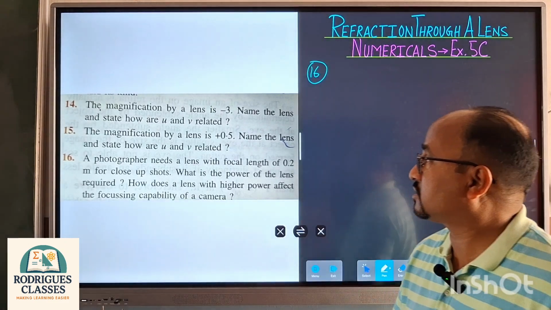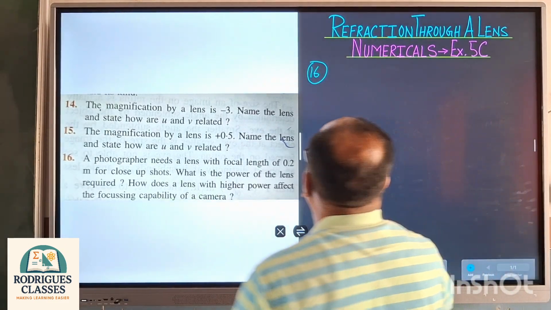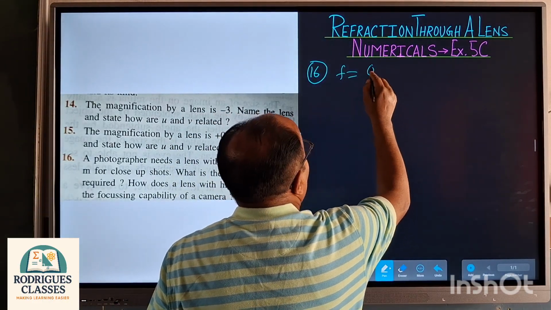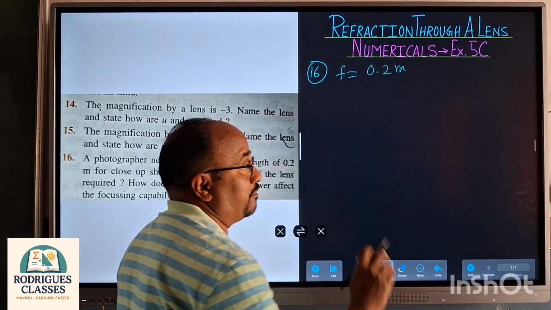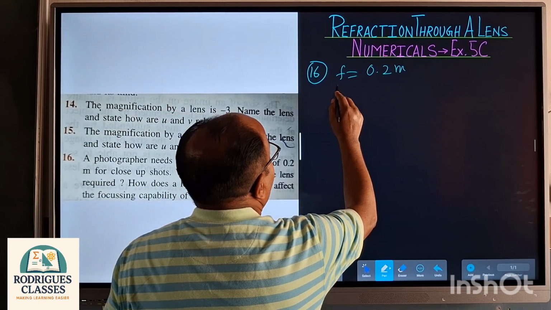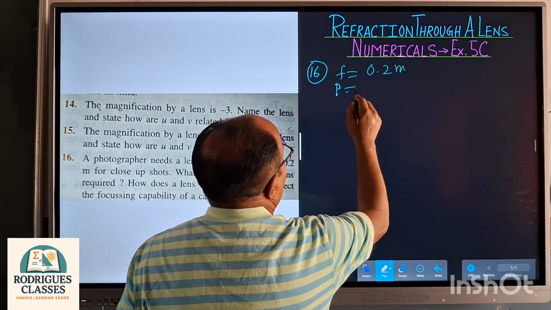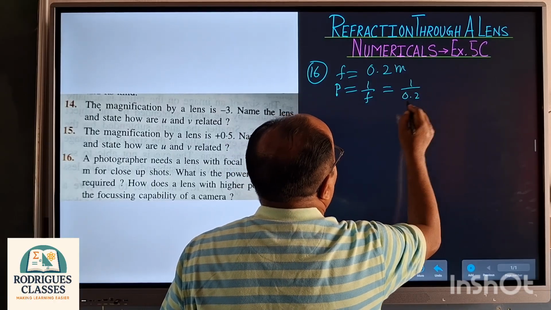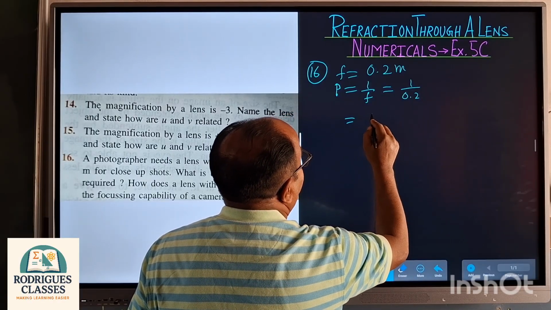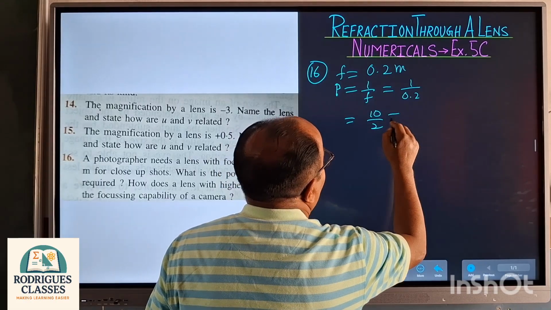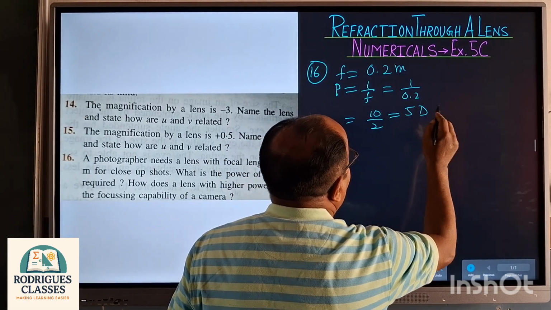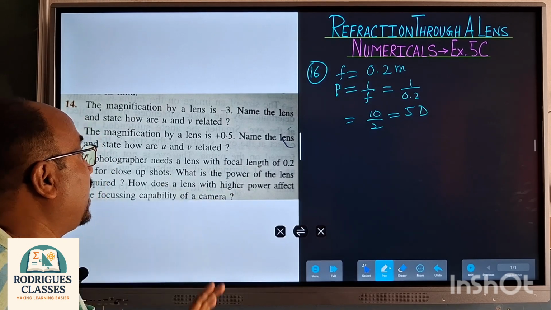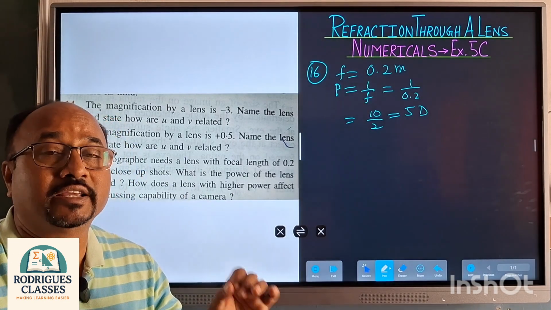Okay, so we will first find the power of the lens. So 16th one, F is given to us as 0.2 meter. Good, it is in meter, I need not convert it. So P will be equals to 1 by F. So 1 by F means 1 by 0.2. If I remove the decimal, 10 by 2 gives me 5 diopter. So power is 5 diopter, and how does a higher power affect the focusing capability?